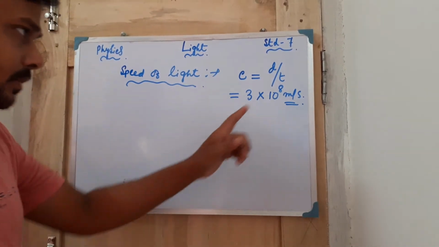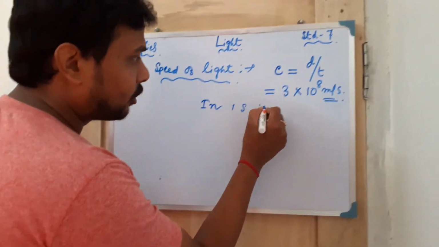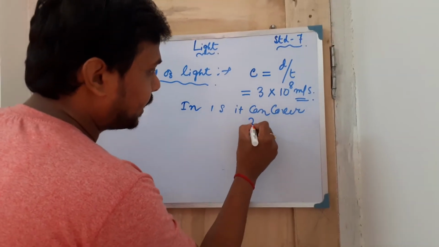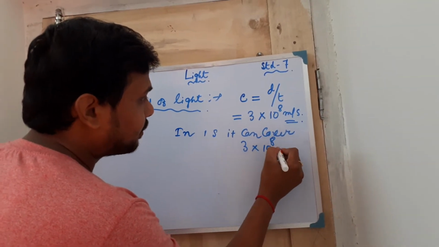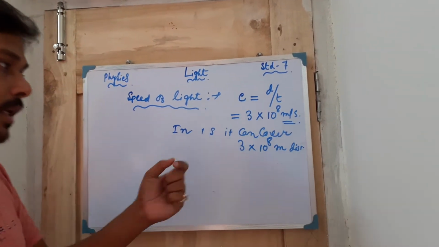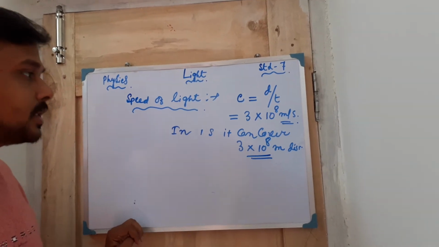Okay, that means in 1 second it can cover 3 into 10 to the power 8 meter distance. So in 1 second it will cover this amount. This is a huge amount of distance it can cover.